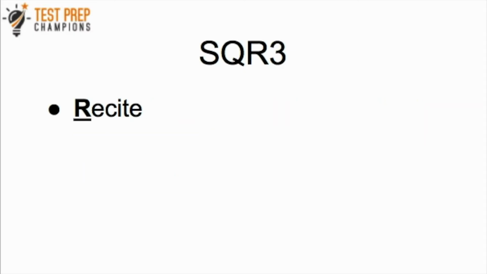Then the next step, so there's 3 R's. It's SQR3, the first R being reading. The second R is to recite. So you're going to recite the main ideas. You're going to recite what's happening.